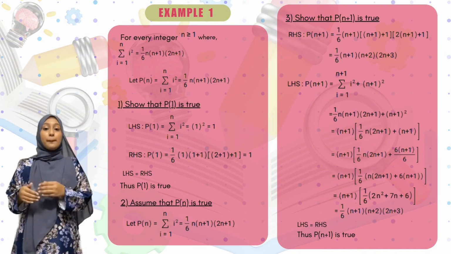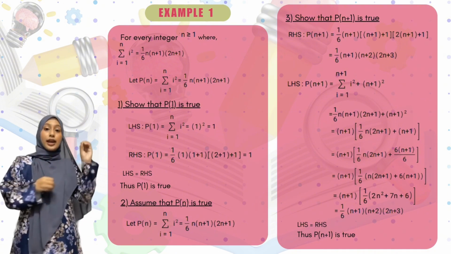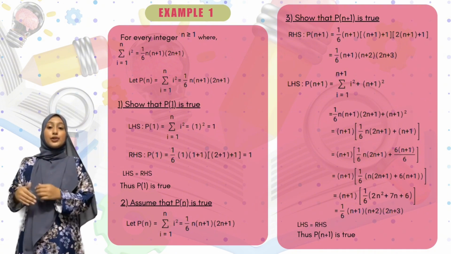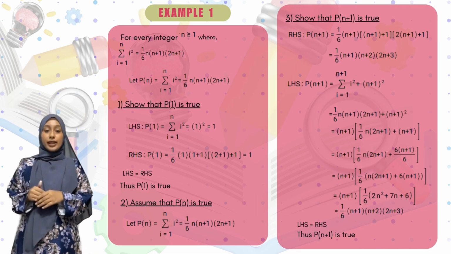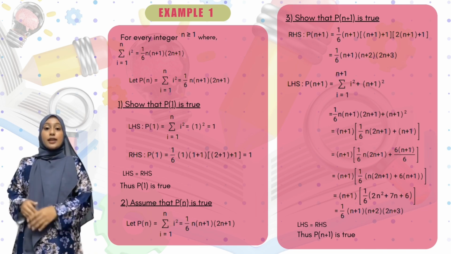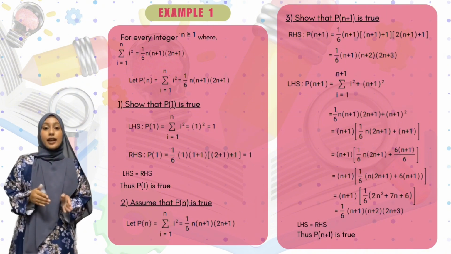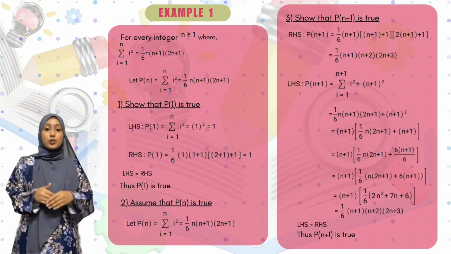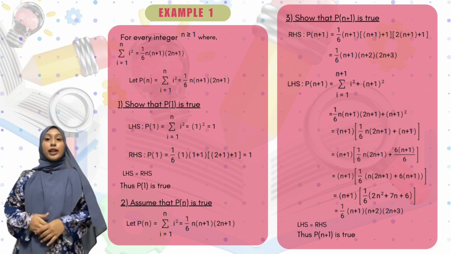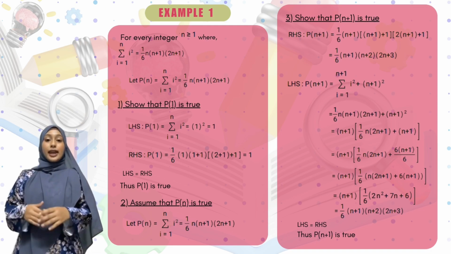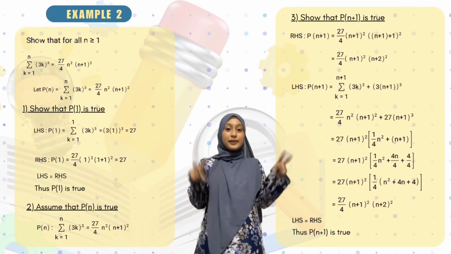Then, we take a look at the left-hand side equation. I substitute n plus 1 into that equation and I got as shown. After that, I use the inductive hypothesis. I factor out n plus 1 and simplify it, and then I got the answer. Since the left-hand side and right-hand side are the same, Pn plus 1 is true. Therefore, by mathematical induction, the formula is true for all integers n greater than or equal to 1.